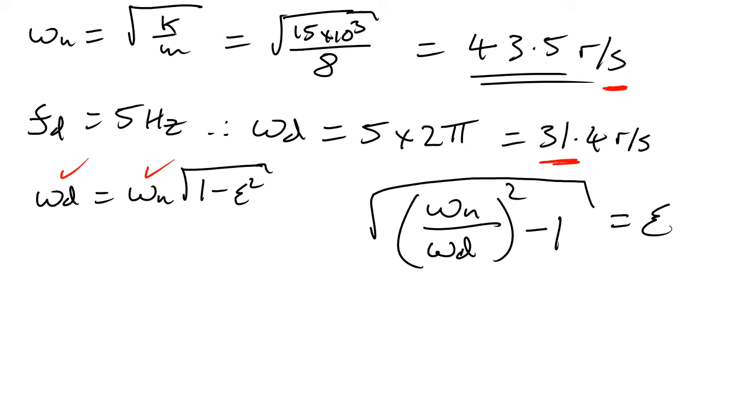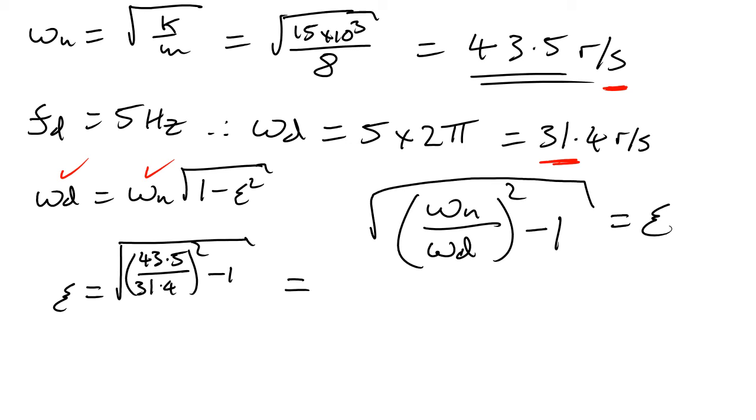Okay, so therefore our zeta value is going to equal the square root of (43.5 over 31.4) squared minus 1, and I calculate that out to be 0.69. So again, we've got an underdamped system there.